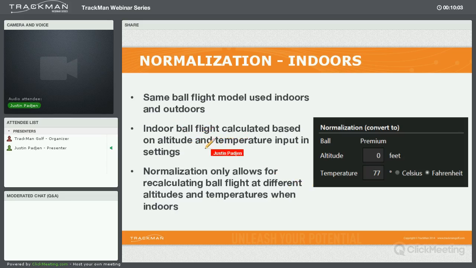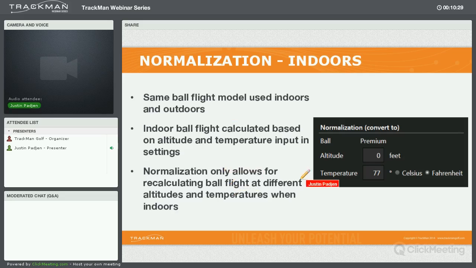So the indoor ball flight is calculated based off the altitude and temperature that you've input into the settings. So just like when you can use normalization and you can change these things, well, when you first hit that shot when you're indoors, it's going to use this information. Indoors, it's calculating under calm conditions automatically because it can't measure the full ball flight.